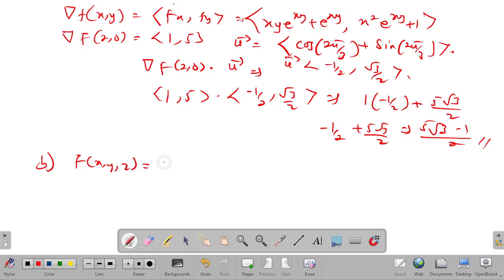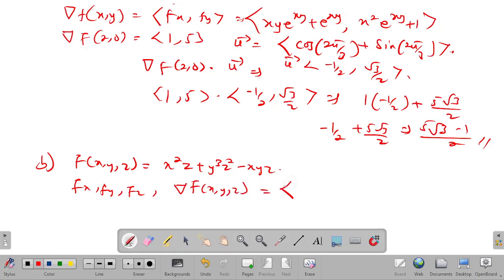So let's find it. For part b, I have my function f of x, y, z, which is x squared z plus y cubed z squared minus x y z, right? Once you find this, then you need your fx, fy, and fz, which will give us our gradient function of f x y z. Let me open the vector straight away. So here will be fx comma fy comma fz, right?